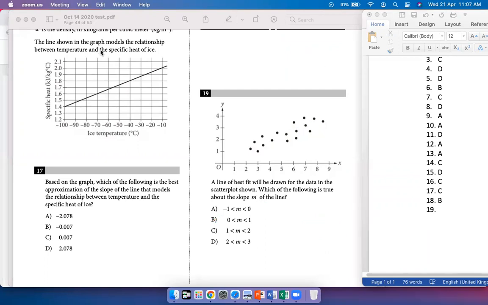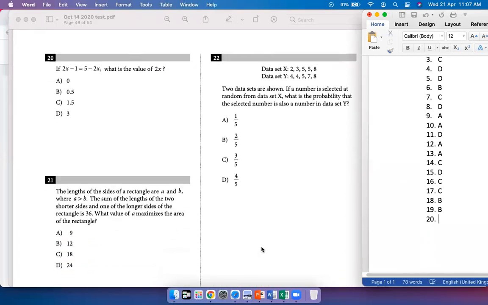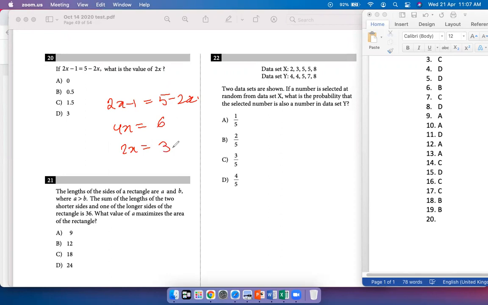Okay, so that's B. Right, let's go to 28. If 2x minus 1 is 5 minus 2x, what is the value of 2x? So 2x minus 1 is 5 minus 2x. So 4x is 6. So 2x is 3. So the answer is 3, option D.